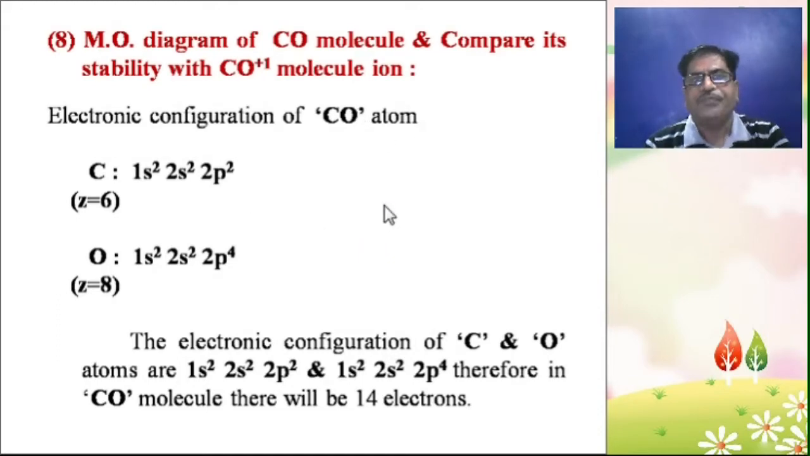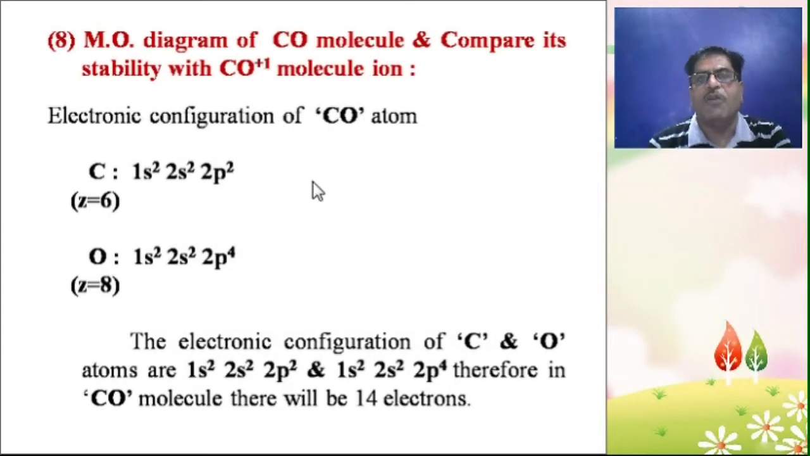Today we discuss the MO diagram of the CO molecule. What is the MO diagram of the CO molecule, and compare its stability with the CO+ molecule ion. Now let's see the configuration of carbon and oxygen atoms. Carbon Z is equal to 6: 1s2, 2s2, 2p2, and oxygen Z is equal to 8: 1s2, 2s2, 2p4.